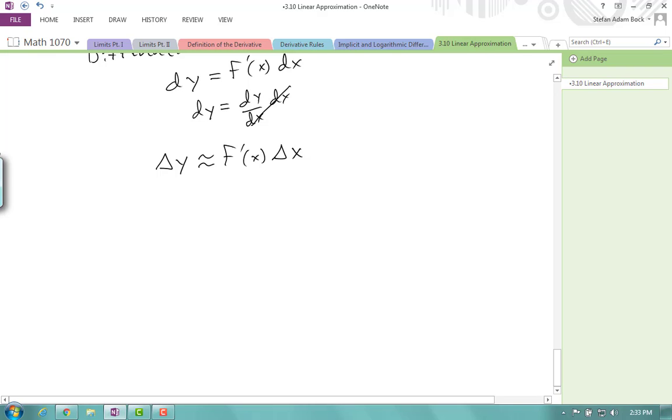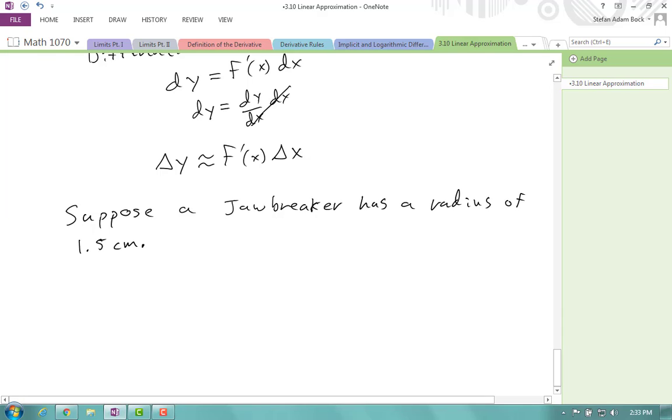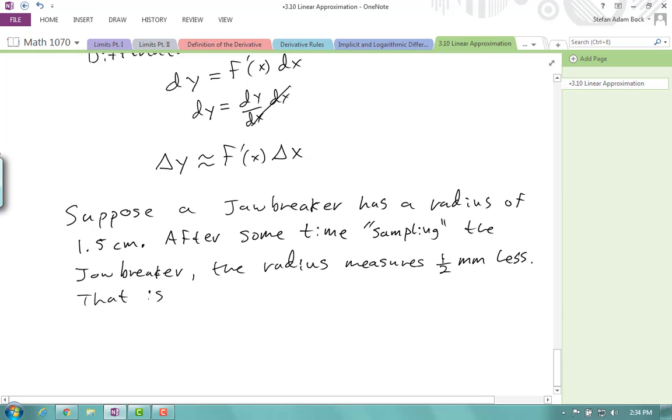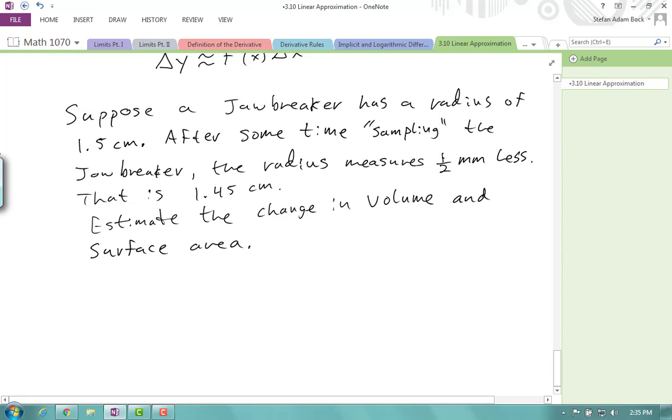Well, let's try an example. So we'll suppose we have a spherical jawbreaker that has a radius of 1.5 centimeters. And after some time sampling the jawbreaker, the radius measures 1/2 of a millimeter less. That is, the radius now measures 1.45 centimeters. We want to estimate the change in the volume and the surface area.